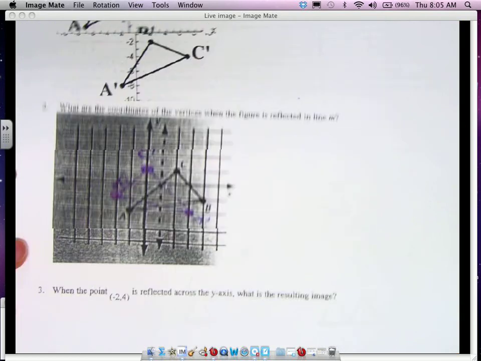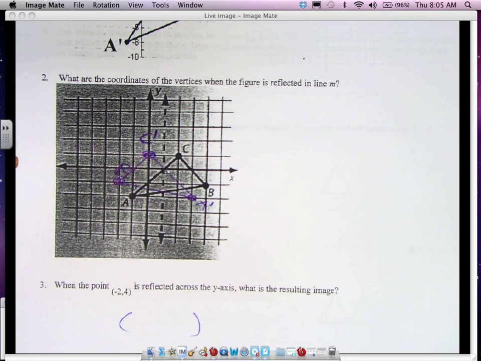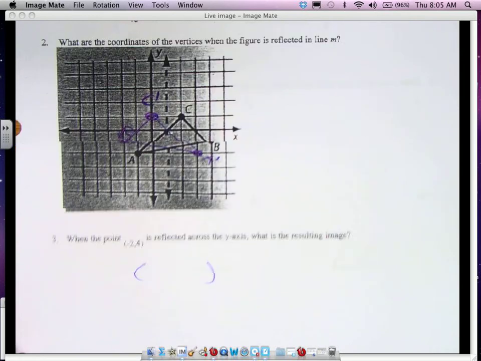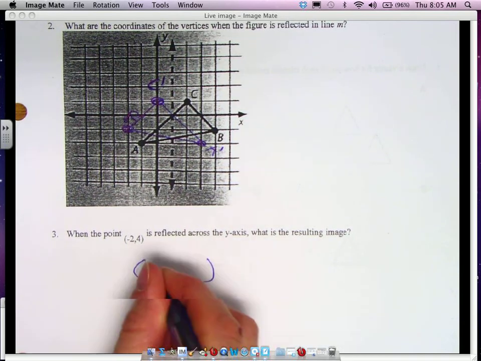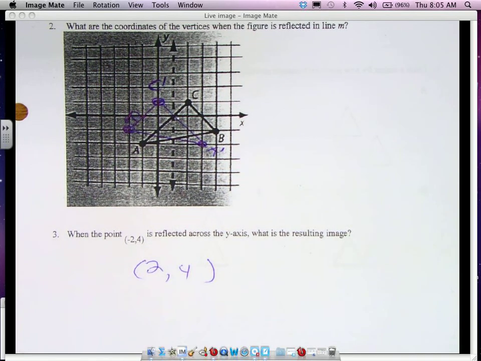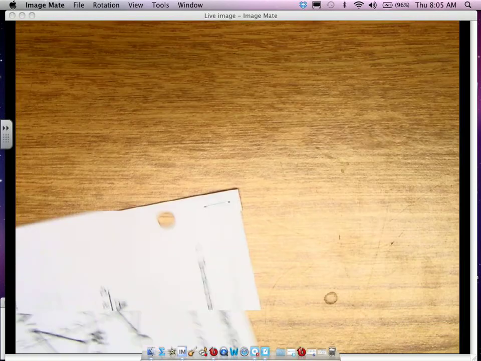Okay. Number 3, when the point (-2, 4) is reflected over the y-axis, what is the new point going to be? Whenever we go over the y-axis, what changes, the x or the y? X. So it changes to (2, 4). That's it. Again, this will make more sense because it'll be pictures with multiple choice. 4.